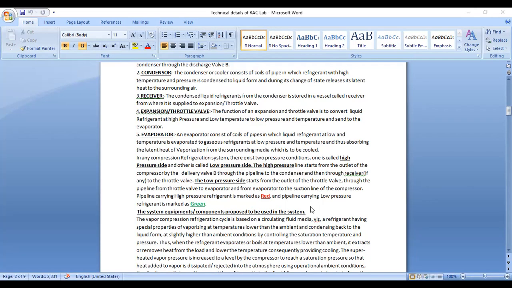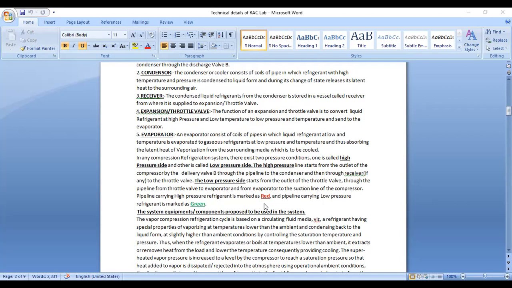Now, let us finish the matter. In compression refrigeration, there are two pressure sides, the high pressure side and the low pressure side. The high pressure side starts from the exit of the compressor and finishes at the inlet of the throttle valve itself. The low pressure side starts at the exit of the throttle valve and extends up to the inlet of the compressor itself.